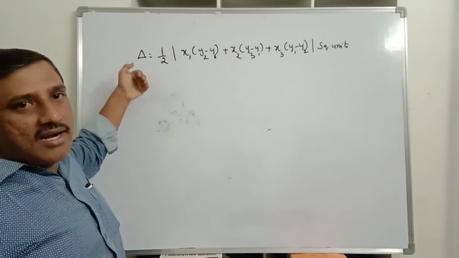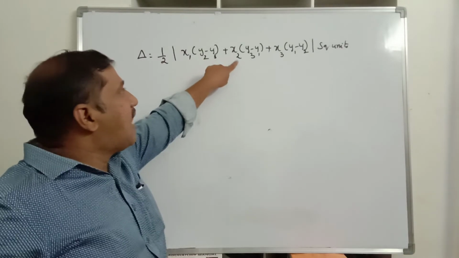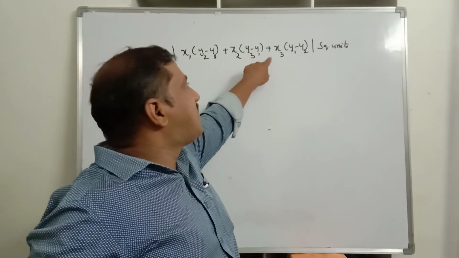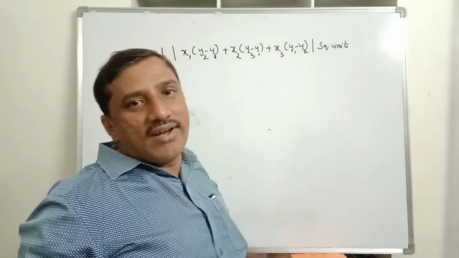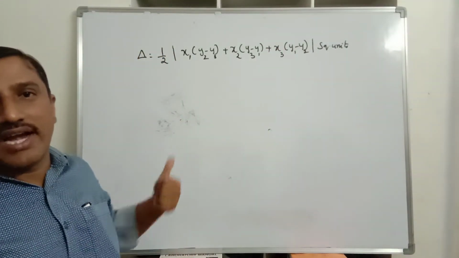Like this we can write easily the formula of area of triangle ABC or any triangle. It is half into modulus of x1 into y2 minus y3 plus x2 into y3 minus y1 plus x3 into y1 minus y2 square units. We will discuss one more sum to find area of triangle.